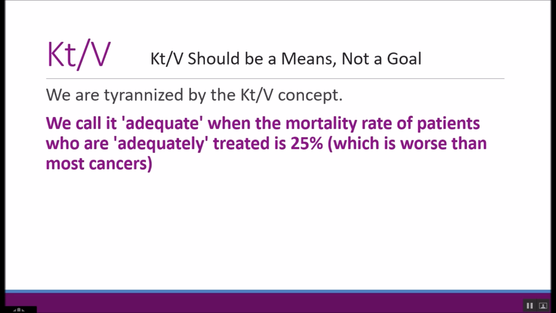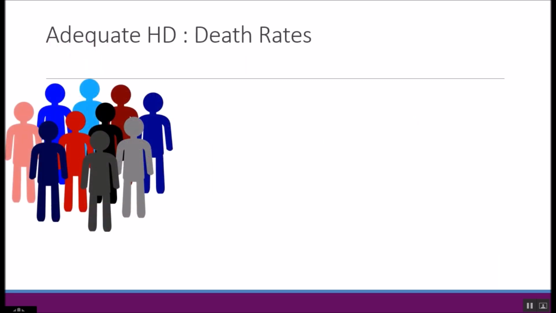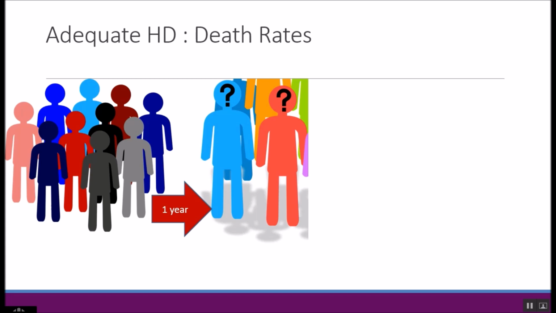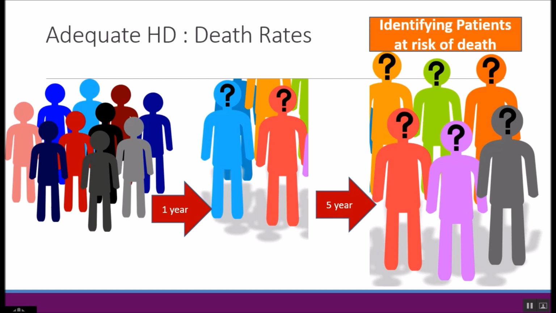We call it adequate when the mortality rate of patients who are adequately treated is 25%, which is worse than most cancers. So optimum hemodialysis is a moving target to improve the current mortality rate in patients on dialysis. With adequate hemodialysis, within 1 year, you will lose at least 20% of your patients, and by 5 years, almost 60% will die. Identifying patients more at risk with comorbidities will improve survival.